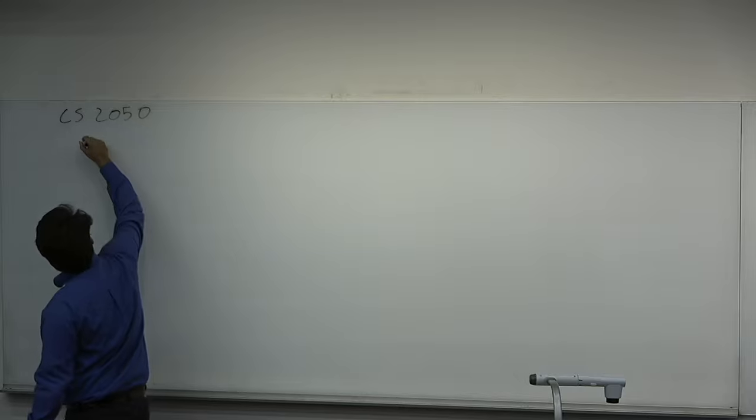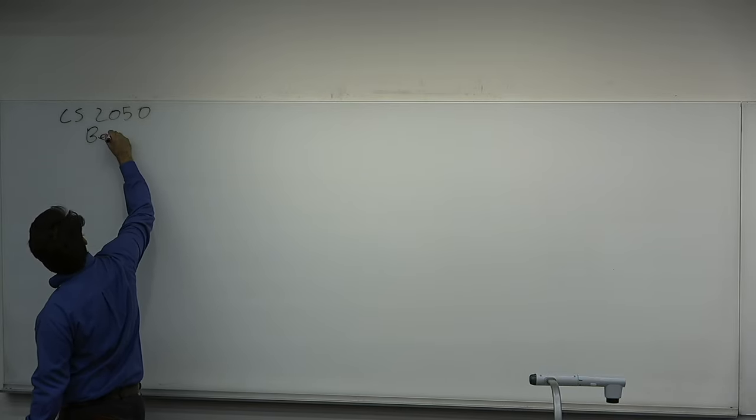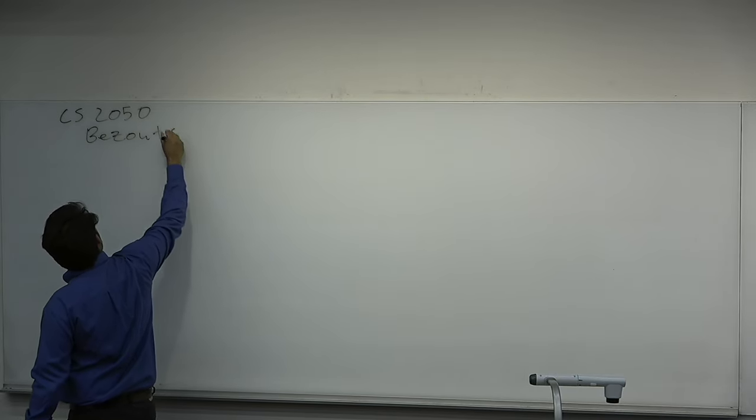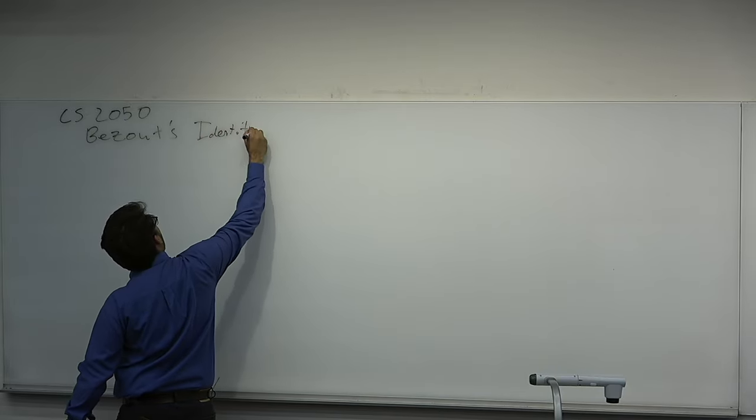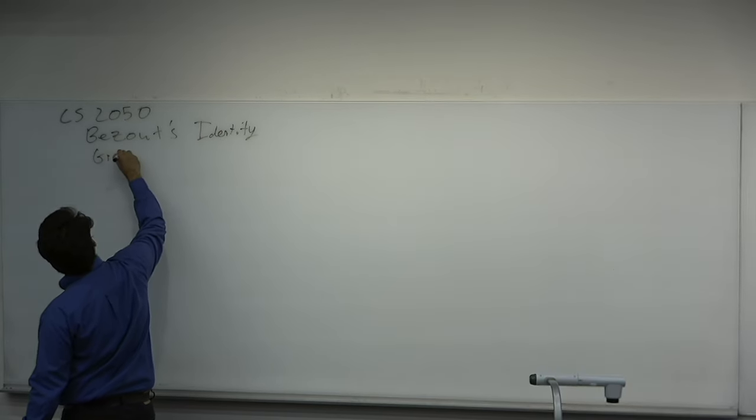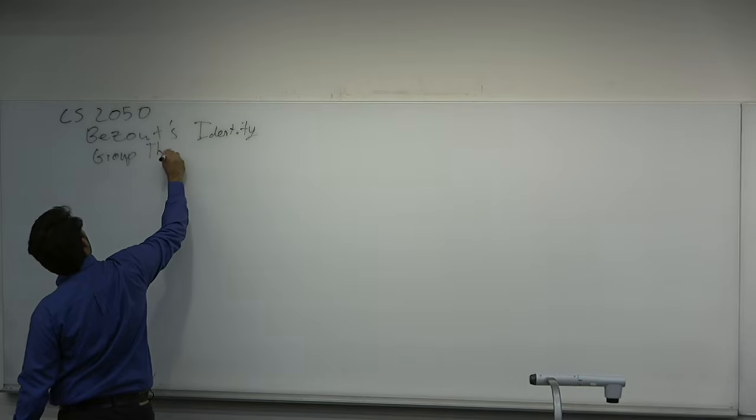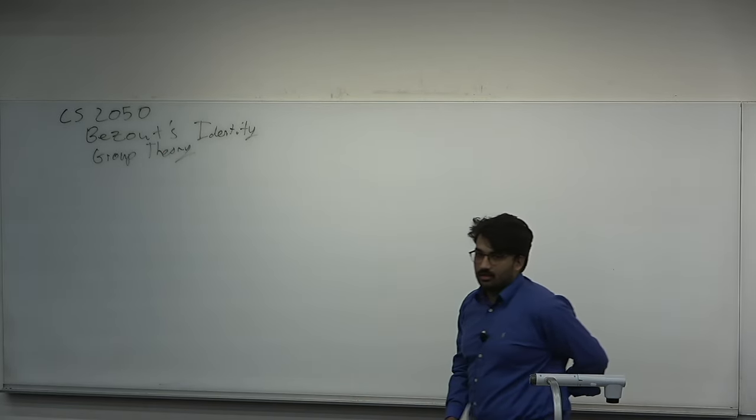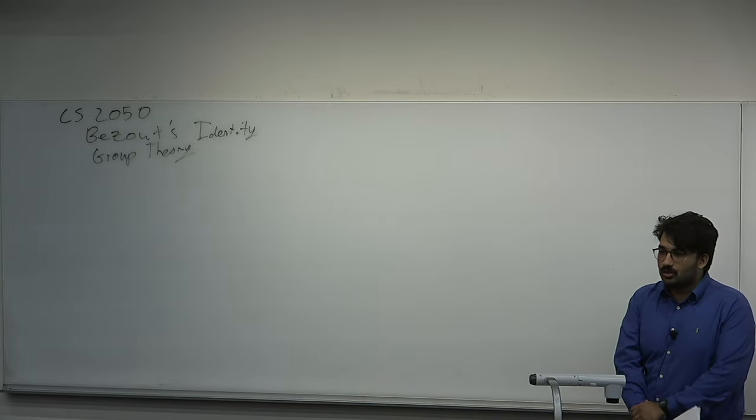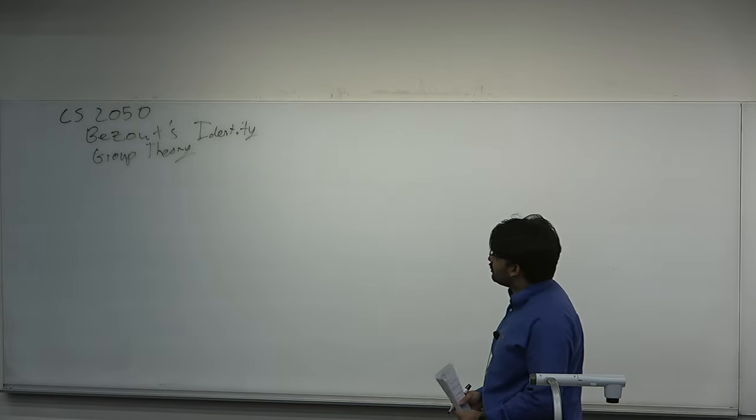The topic of today is Bezout's identity, and some elementary group theory. And I may pause this in the middle so it's two videos. I haven't decided how long things will take. So today, again, we are number theorists.